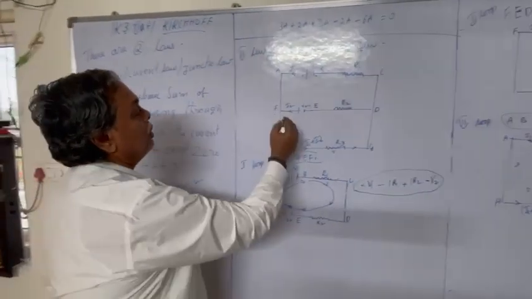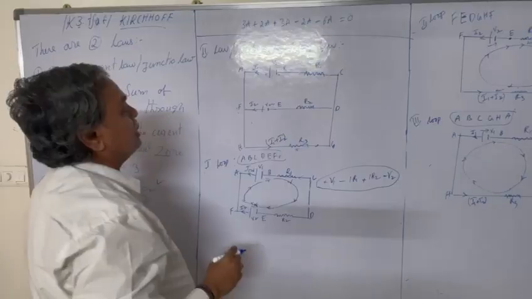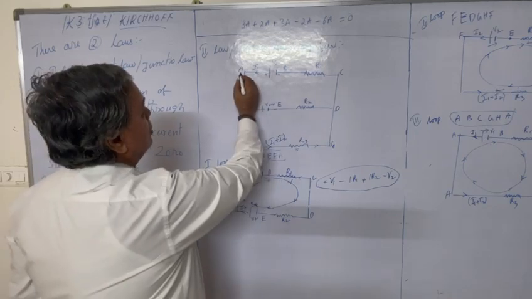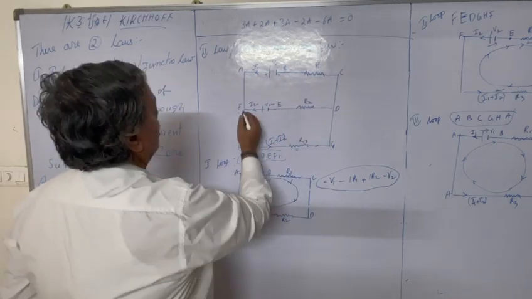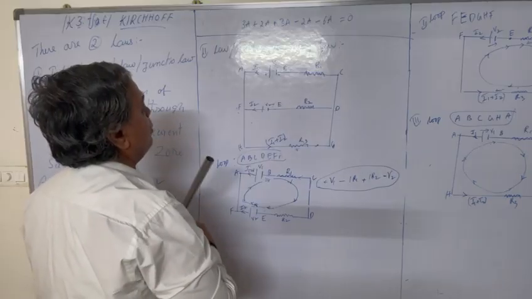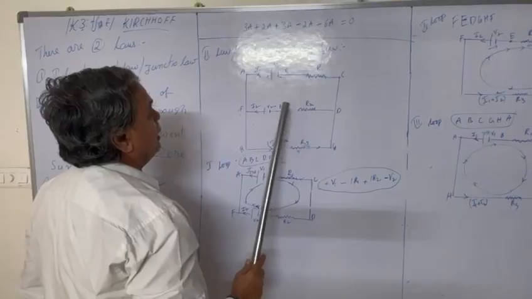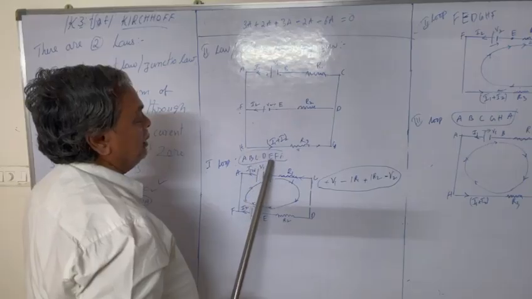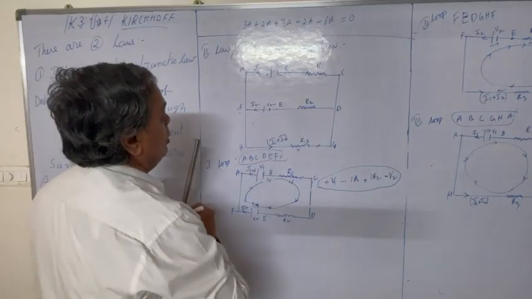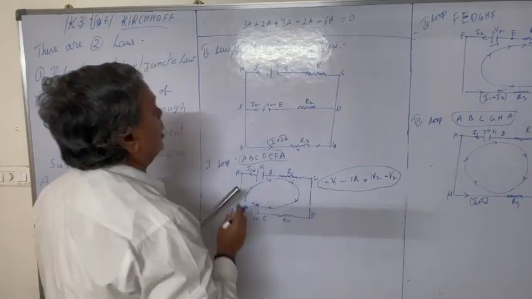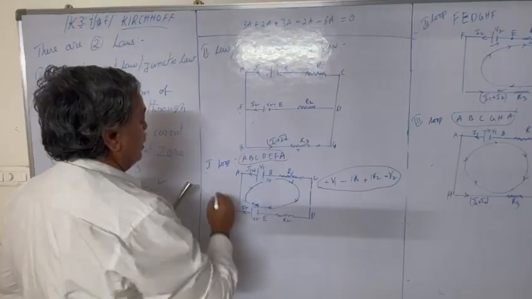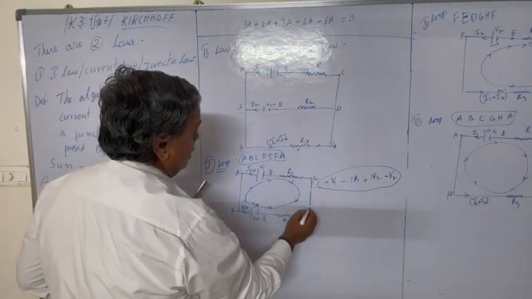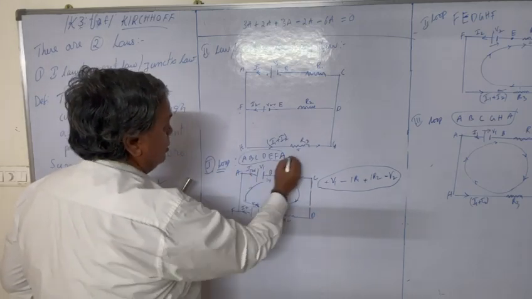Here in this figure, in your textbook, this figure is given. In this, three loops are there. The first one is A, B, C, D, E, F, A. That is the first loop, not law. Here I have drawn this first loop: A, B, C, D, E, F, A.